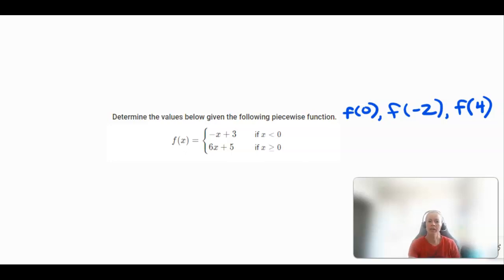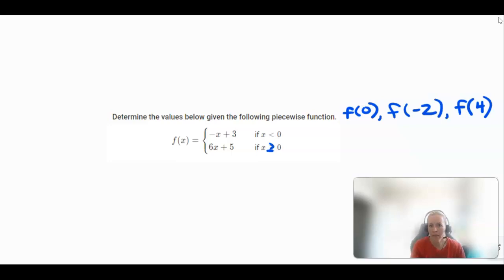For this video, we are going to examine this piecewise function, and it is an algebraic form. You could graph it to help you with this, but we're going to just look at it, solving it just as it is. So we're given this piecewise function, f of x equals negative x plus 3 if x is less than 0, or 6x plus 5 if x is greater than or equal to 0. That equal to is important. Make sure we notice that is an equal to.